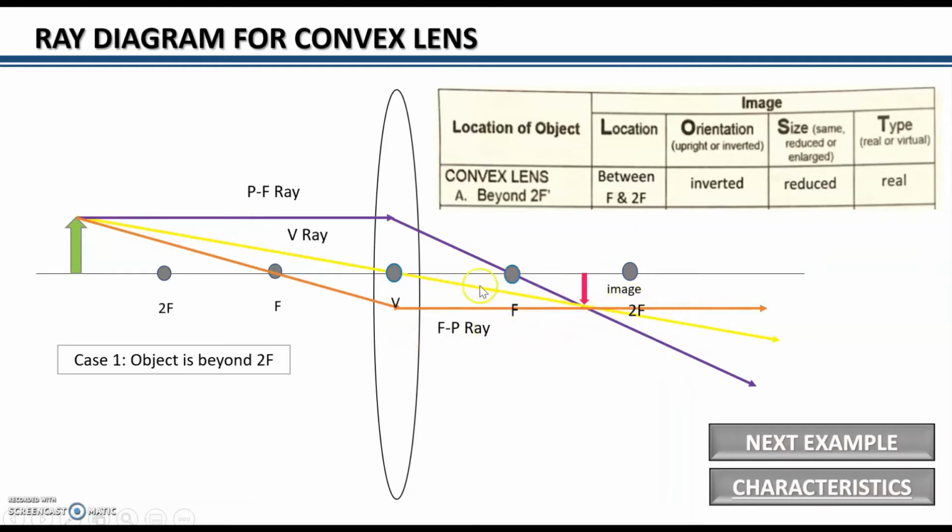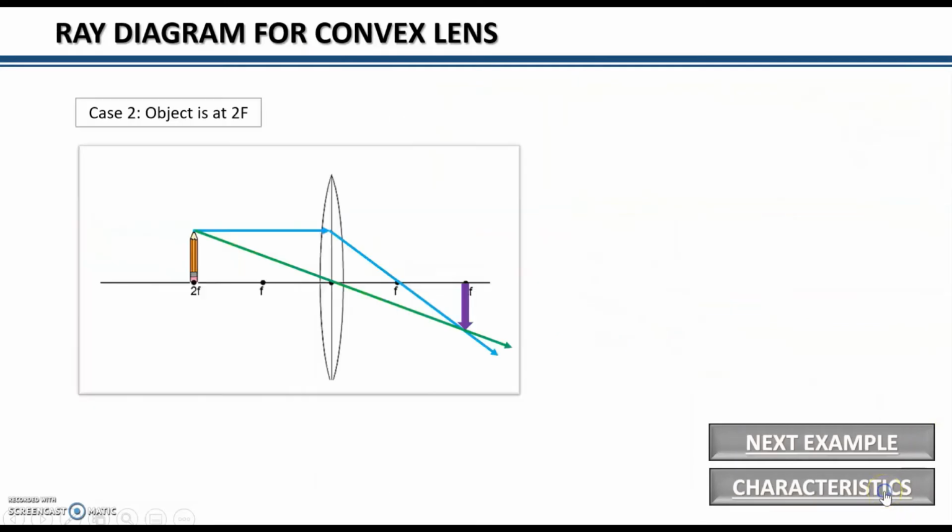So notice that we did not use any extended light rays here. Okay, so again, if the object is beyond 2F, then the location, orientation, size, and type of image would be this for here. Okay? And you can easily state these characteristics once you know how to draw ray diagrams. So let's now proceed to the next example.